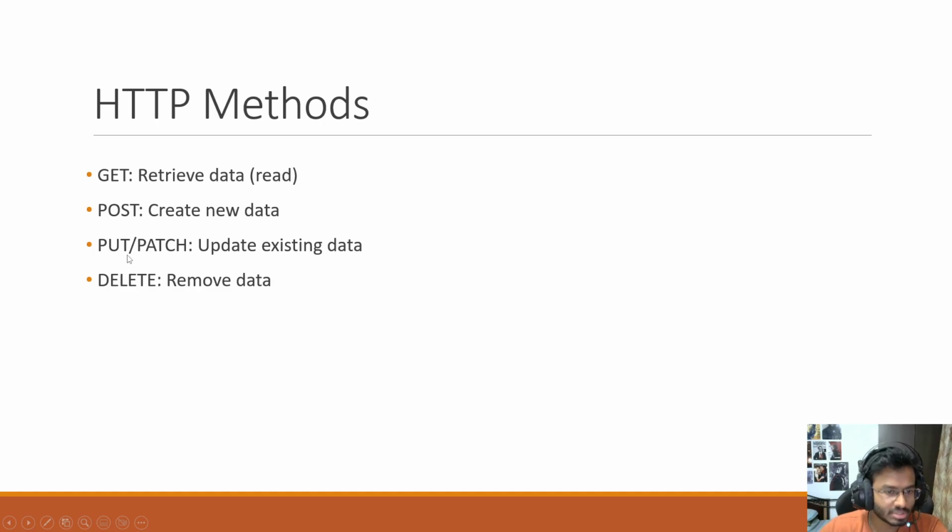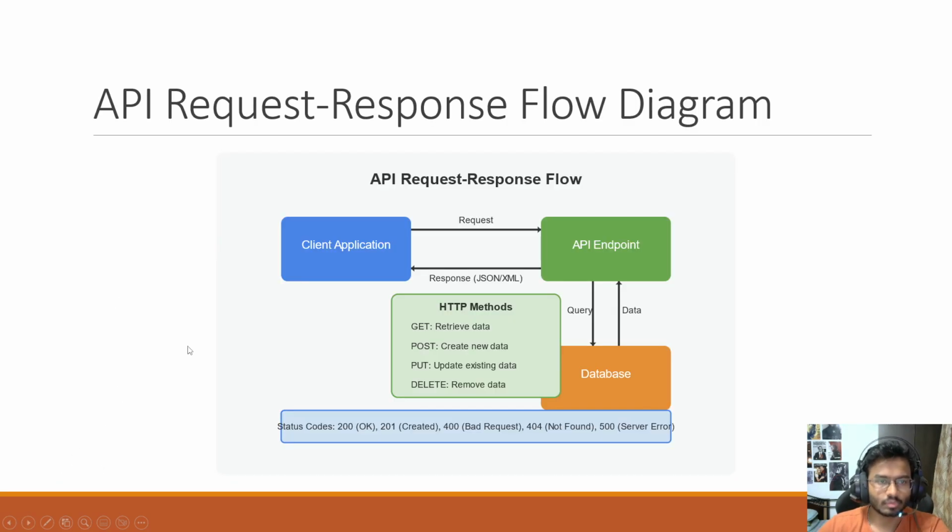PUT or PATCH, that is your data is already present in the application, you just have to, say, change your email ID or change your phone number. So you don't need to create new data, just update the existing data. That is when PUT or PATCH HTTP methods come into the picture. And the last one is straightforward, DELETE, that is you have to delete the data from this application. All right, let's move on.